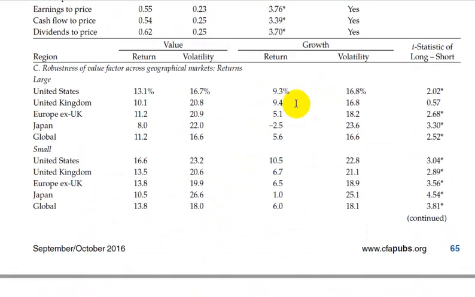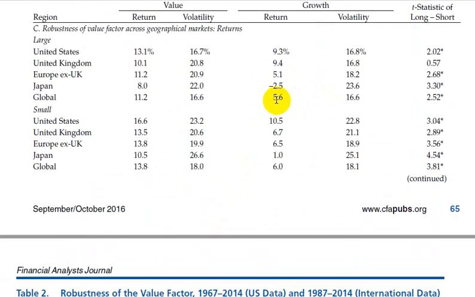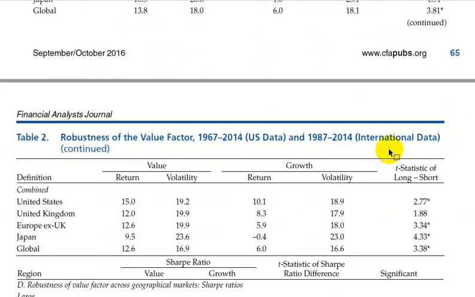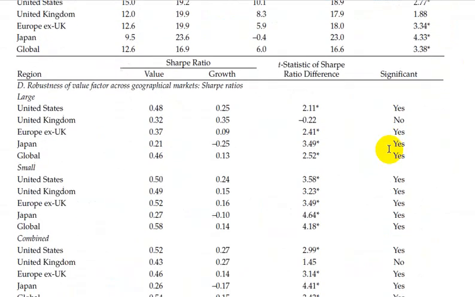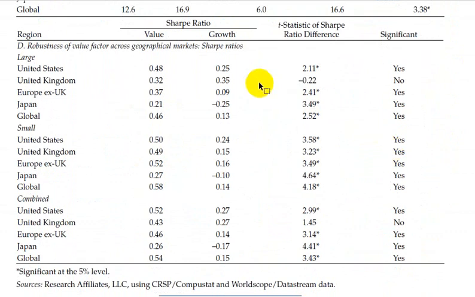On an international scale, looks like we find that to be the case as well, where the value companies outperform the growth companies, and this is statistically significant in most cases, except in the UK. And from a Sharpe ratio perspective, which is basically the return divided by the volatility, we find significance as well, except in the UK. So UK is not a very good spot for value investing, it appears.